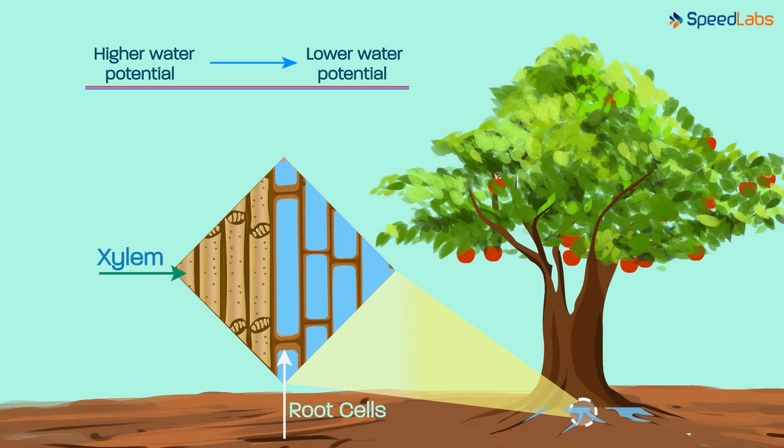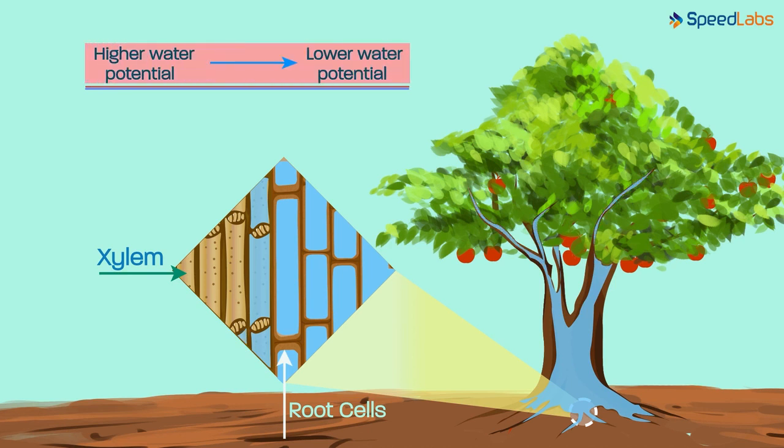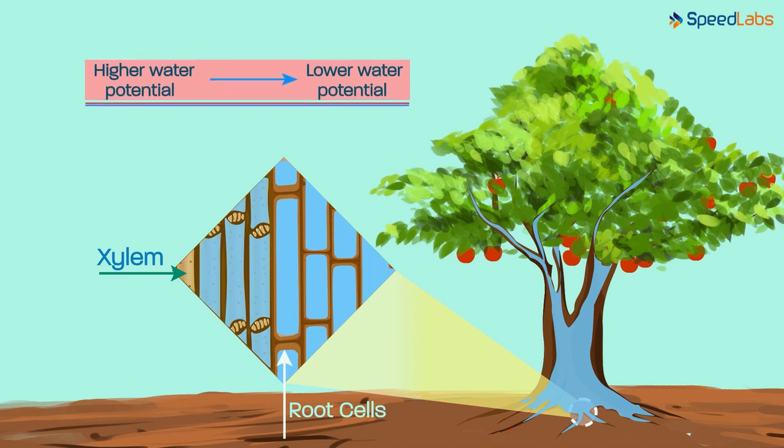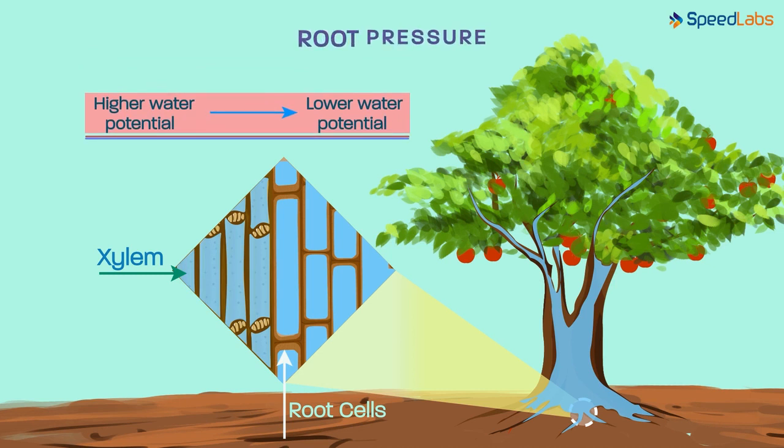So can we say that water moves through the xylem because of difference in the water potential? Yes, absolutely. And this phenomenon in which water rises up in the xylem due to pressure difference from the roots can be termed as root pressure. It is one of the most important processes that helps in transporting water in the plant body.